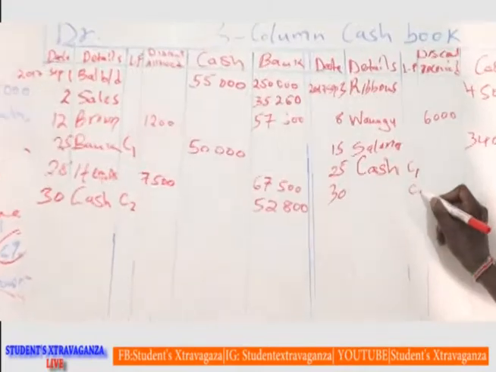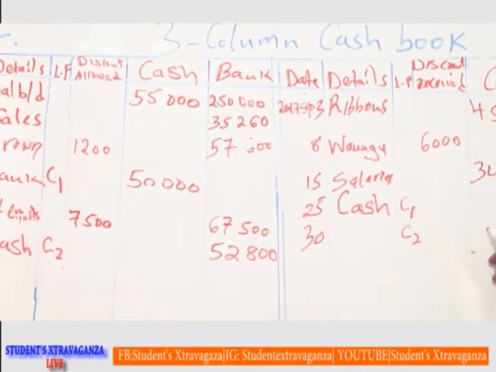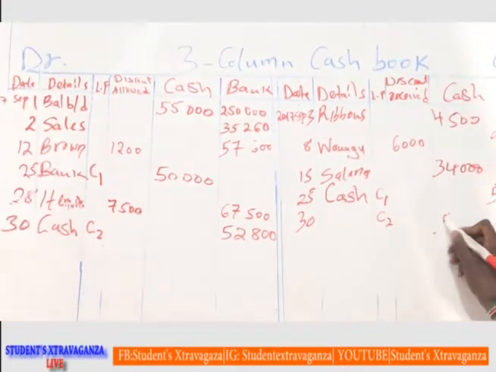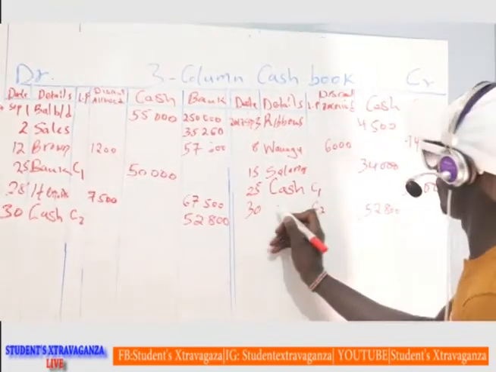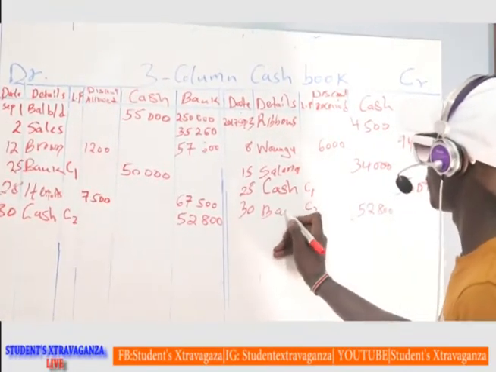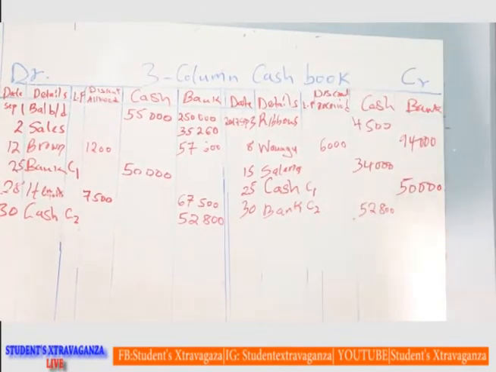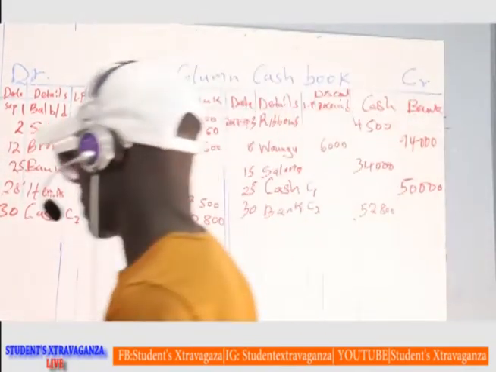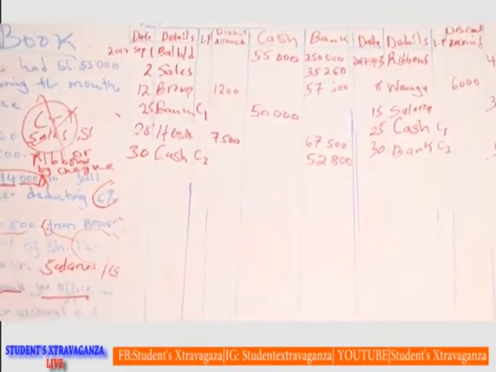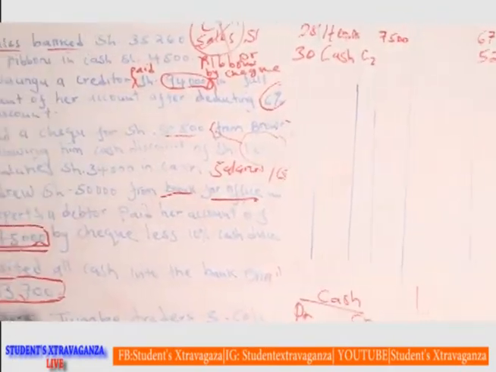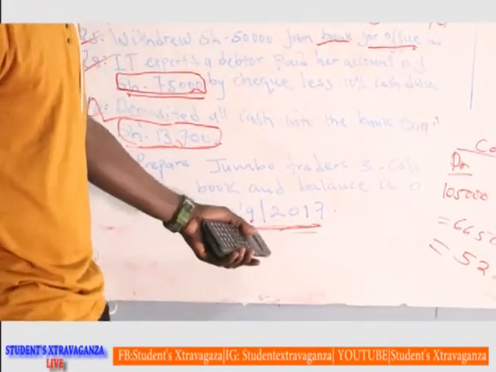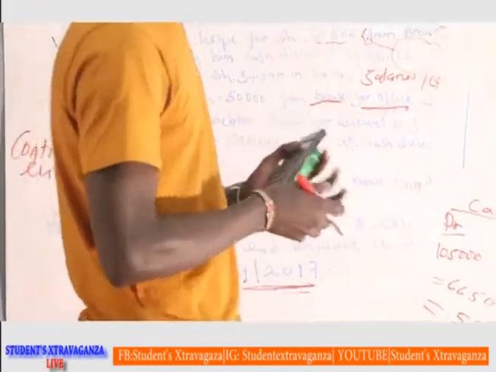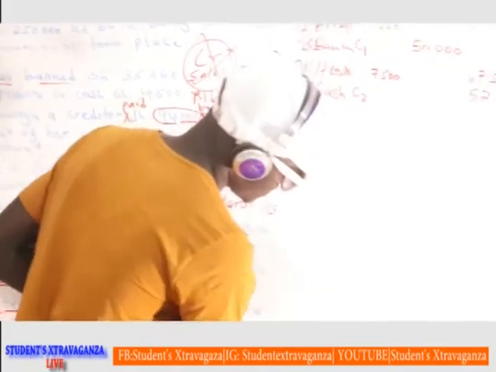So we have C2, cash is 52,800. This is the money that was deposited. Details is bank. So we are balancing it off. We are done with all the transactions. So we want to balance it off as at 30th September 2017.